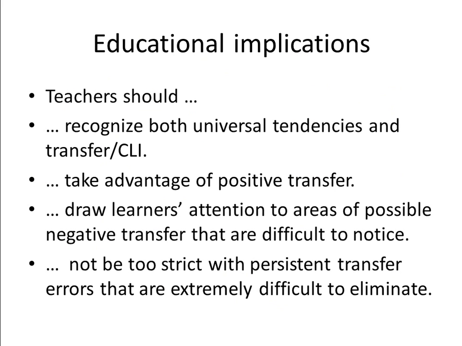And to conclude, we have some educational implications from research on L1 transfer or cross-linguistic inference. Teachers should recognize both universal tendencies and transfer or CLI. We have both of these in second language acquisition. And teachers should take advantage of positive transfer, so we should rely on cognates and loanwords, for example, and we should draw learners' attention to areas of possible negative transfer that are difficult to notice. For example, object drop in Japanese.